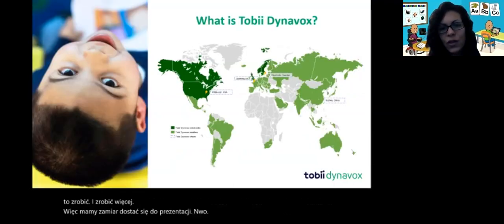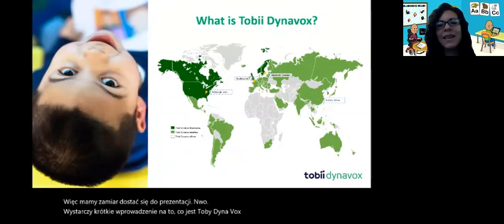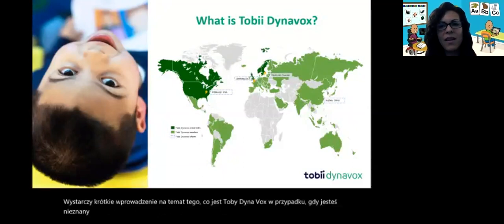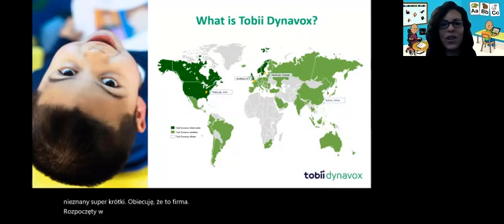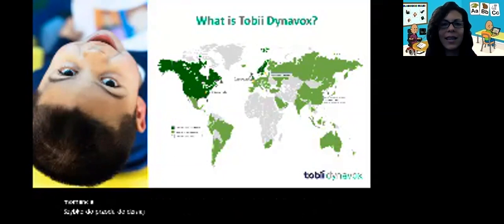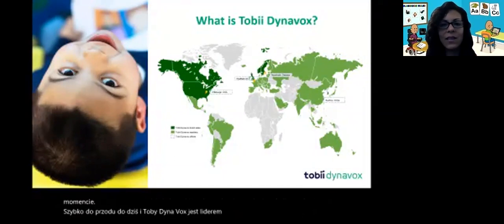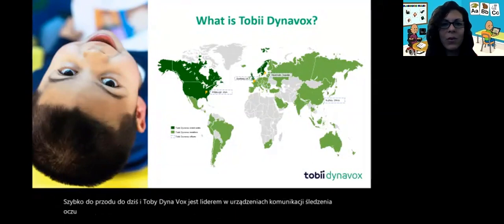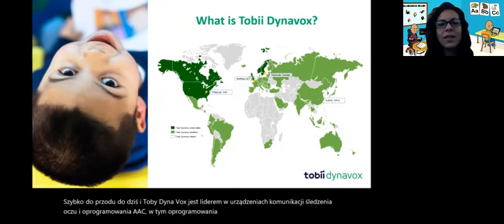Just a quick introduction on what is Tobii Dynavox in case you're unfamiliar. Super short, I promise. It's the company started in 2001 out of kind of like a garage with three Swedish entrepreneurs, or three guys out of the garage. And their vision was to do something with eye tracking, and they weren't sure at that point. Fast forward to today, and Tobii Dynavox is the leader in eye tracking communication devices and AAC software, including software that you know, like Boardmaker and Snap Core First, if you've joined one of our other webinars on Snap.